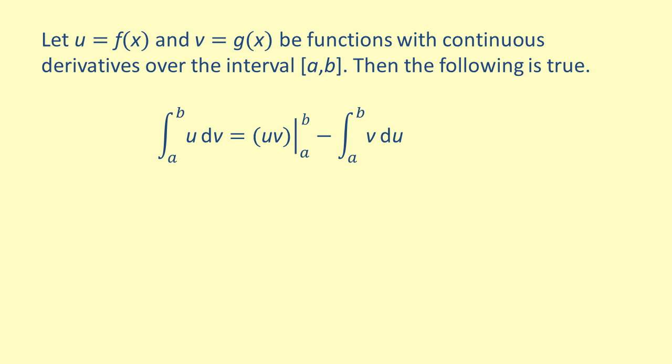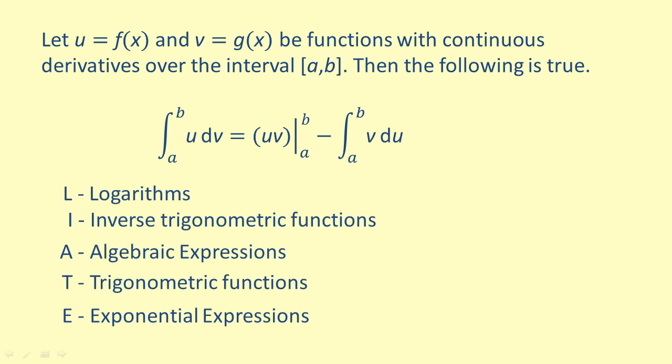Notice that this is very similar to using integration by parts to find an indefinite integral, but we just added limits of integration. Remember that when trying to choose the expressions for u and dv, we can use LIATE. Recall that LIATE stands for logarithms, inverse trig functions, algebraic expressions, trig functions, and exponential expressions. This means that we first want to pick an expression for u by starting at L and working our way down to E. Then, the remaining expression can be used for dv.